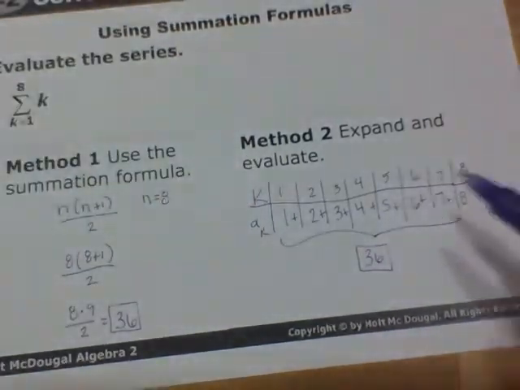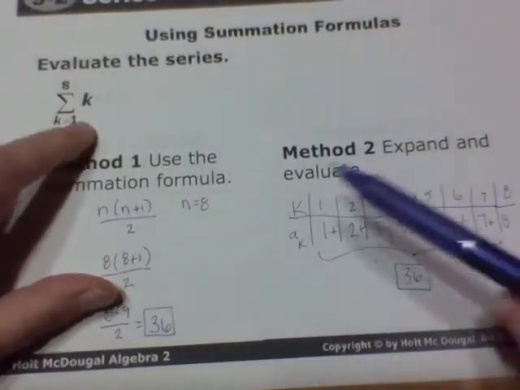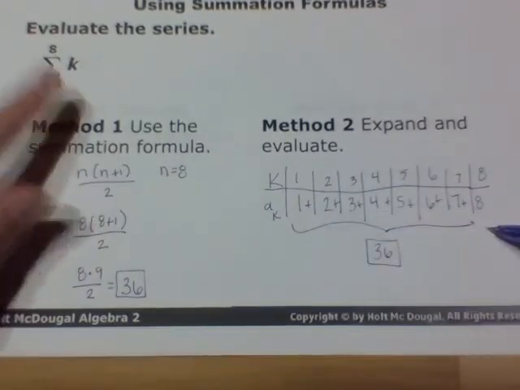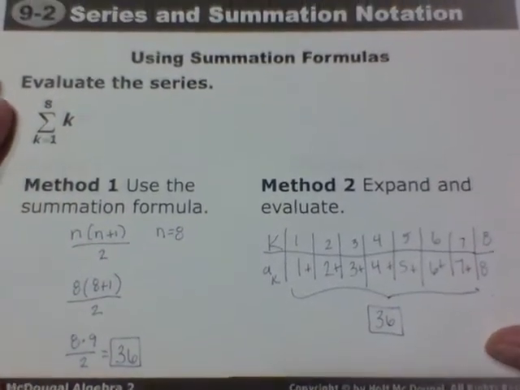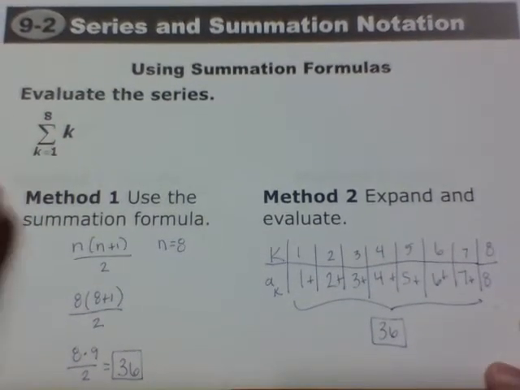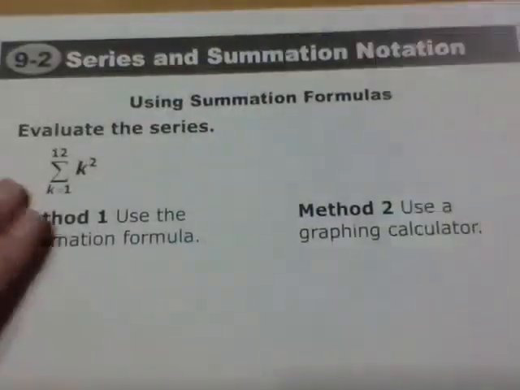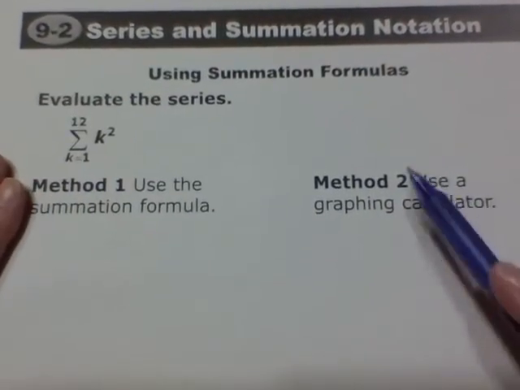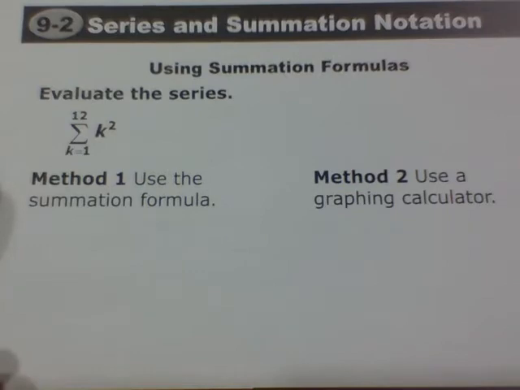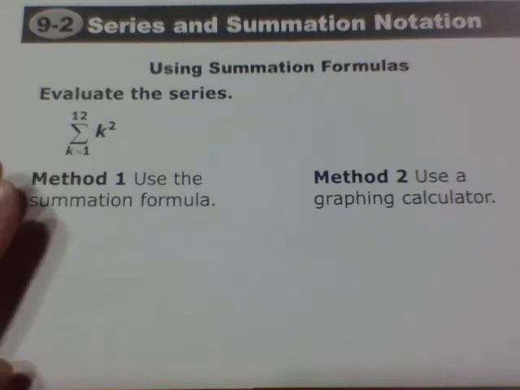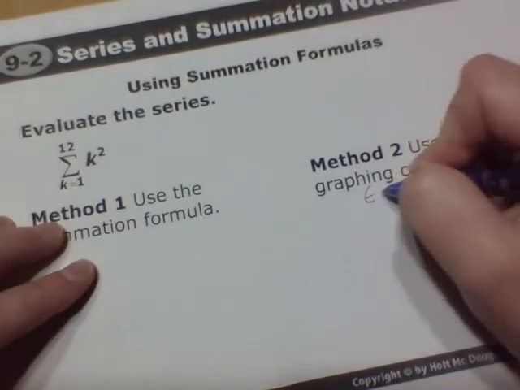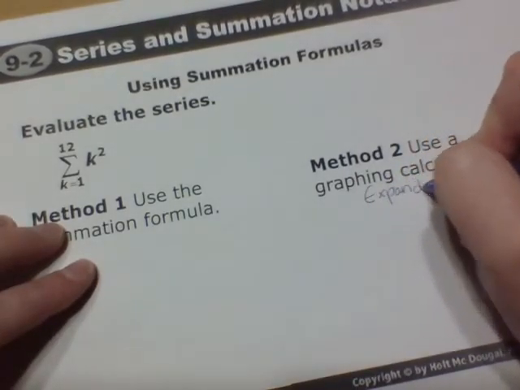So remember that if you are completely lost with your summation notation, you can just plug in the terms that you have and add them all up. But of course, once you get into a very large n value, that's going to be not very helpful. All right, and then this one here says to use a graphing calculator, but that is not actually the second method. It's just to expand it. So not really sure why it says that.